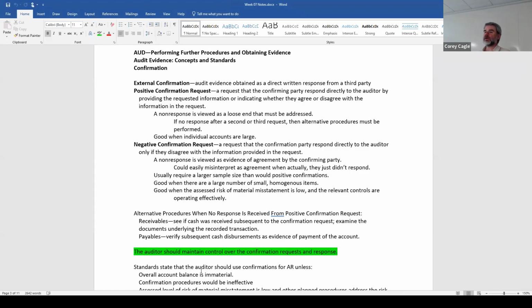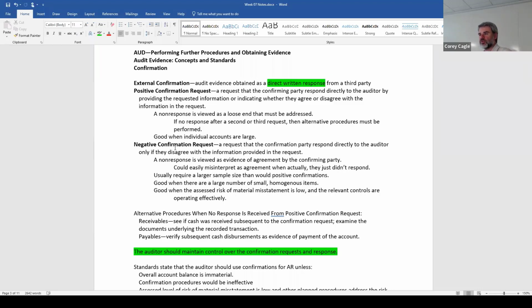So here we go. External confirmation. Audit evidence is obtained, and this is an important little thing to take note of and not let it slip by. It's a direct written response from a third party. That's what an external confirmation is. Not an oral response, not an indirect response. It is a direct and written response from a third party.